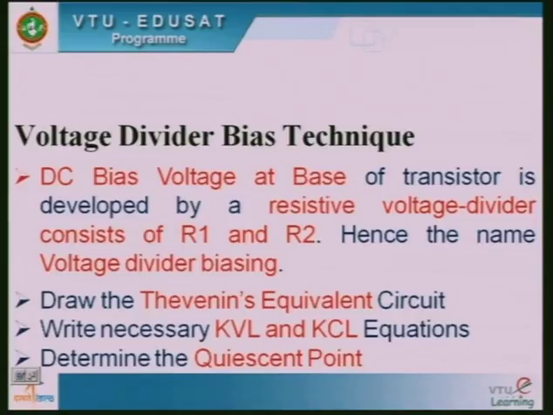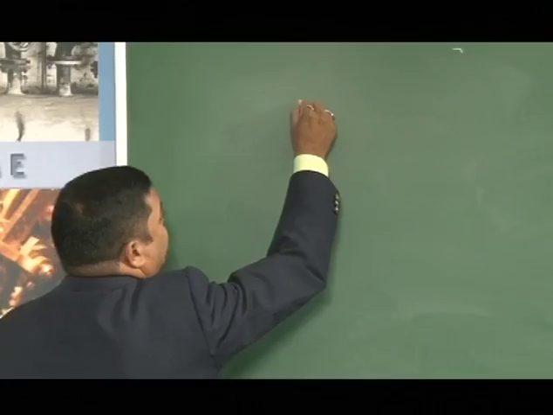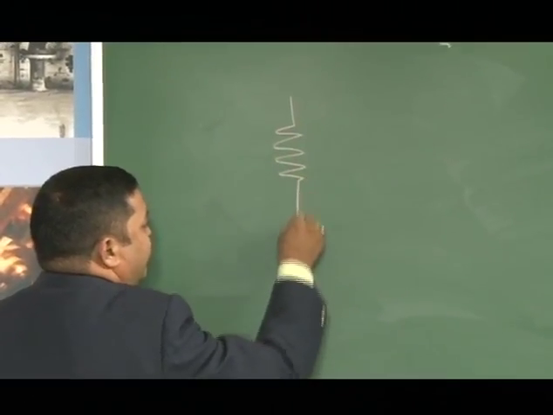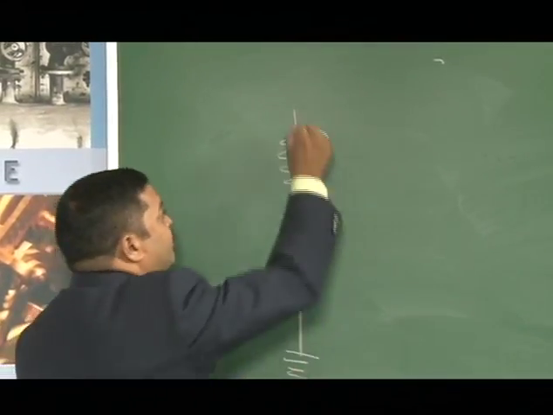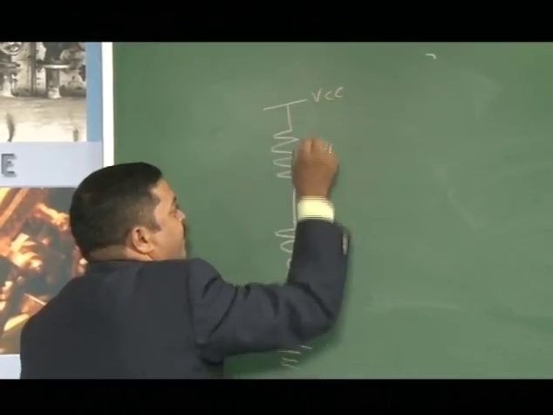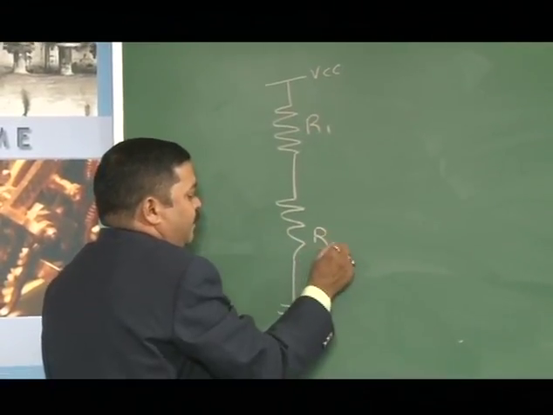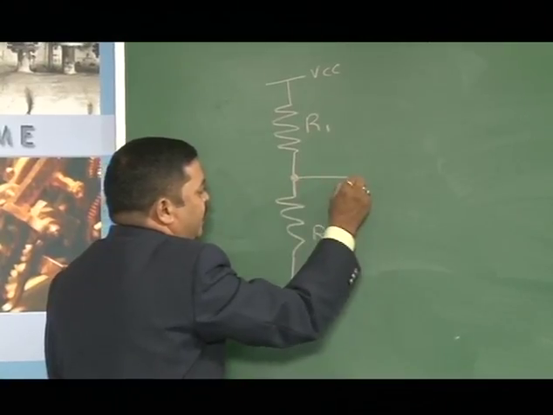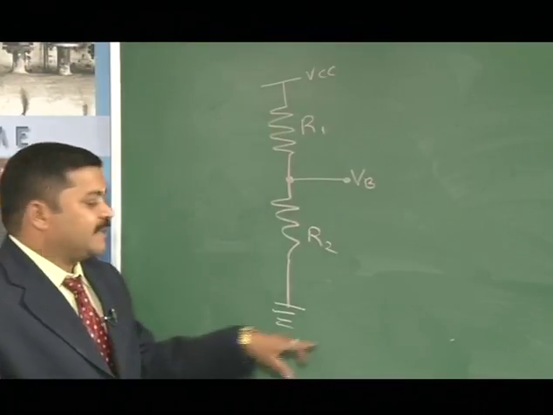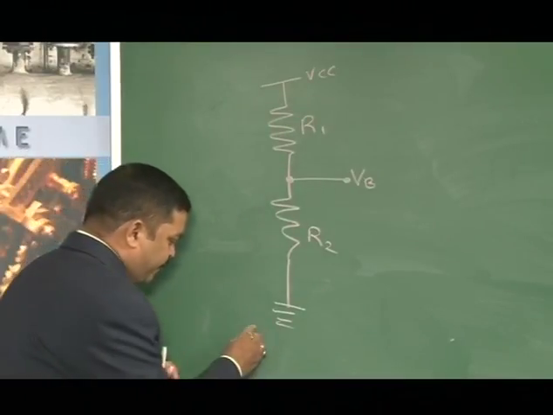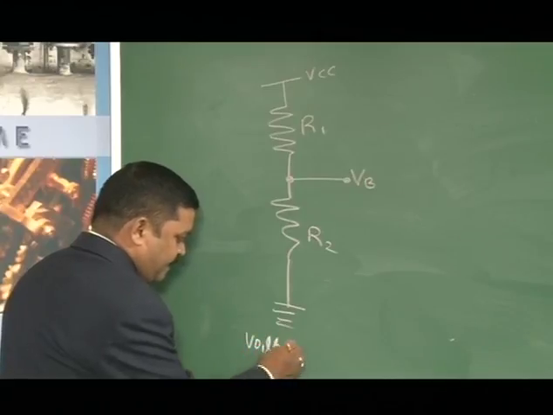Before going to the voltage divider bias technique, what is voltage divider biasing? What is a voltage divider network? Let us see. When we come across this type of network, there is a VCC, let us say here. This is R1 and this is R2. At this point, the voltage, let me call it VB. This entire network is a voltage divider network.